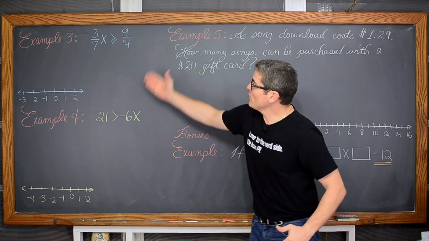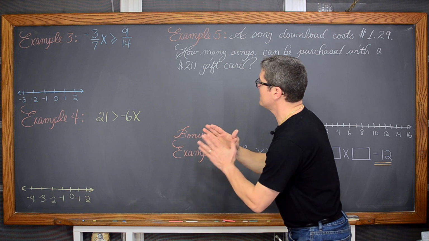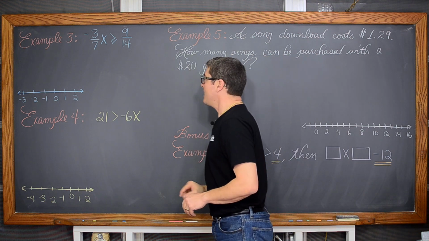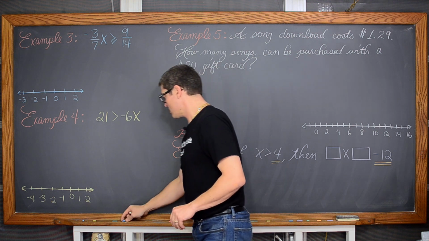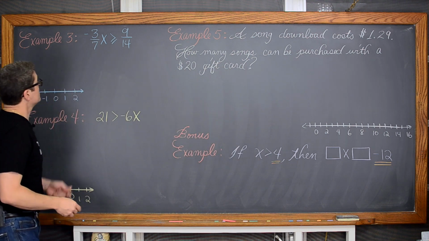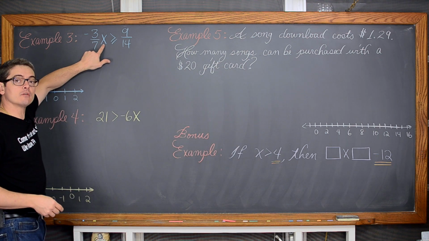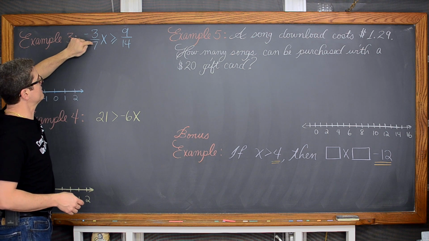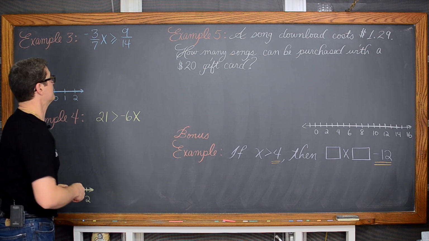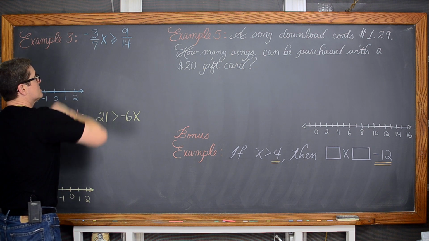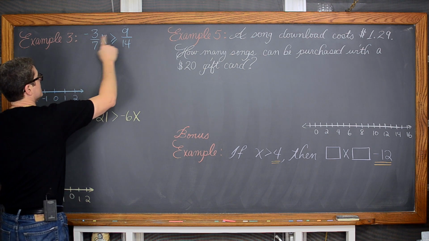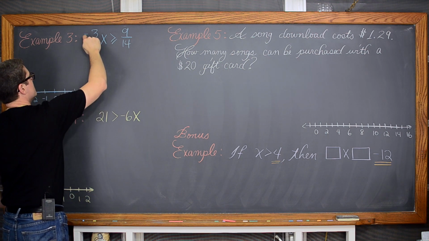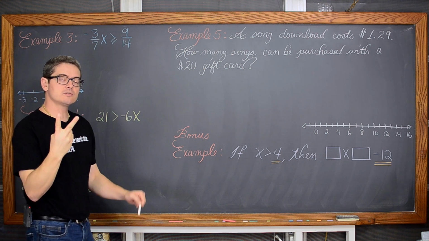Example 3. We have negative 3/7 x is greater than or equal to 9/14. Okay, so let's see here. We are going to need to recognize that in front of our variable, again on the left-hand side of the inequality, we have a multiplication of negative 3/7. You can take care of this division of 7 by multiplying both sides by 7, and then take care of that multiplication of negative 3 by dividing both sides by negative 3 in two separate steps.